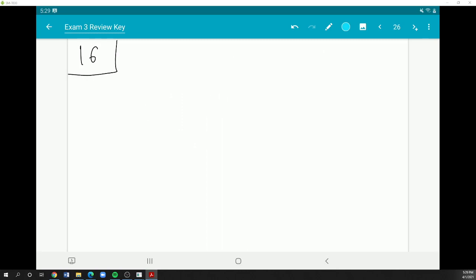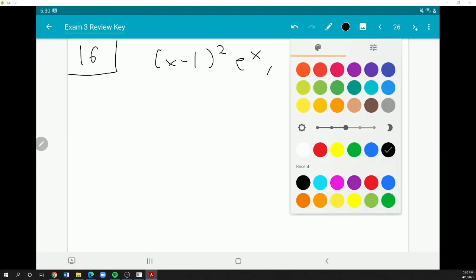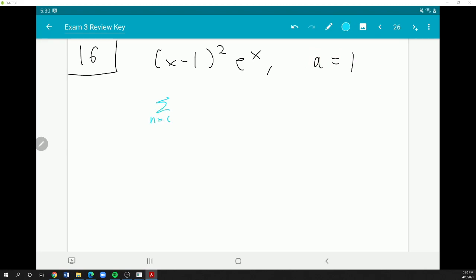So this first one is x minus 1 squared e to the x at a equals 1. Okay, so the goal is to get something that looks like the sum from n equals 0 to infinity of some coefficient Cn times x minus 1 to the n. That would be a power series centered at 1, or a Taylor series centered at 1.